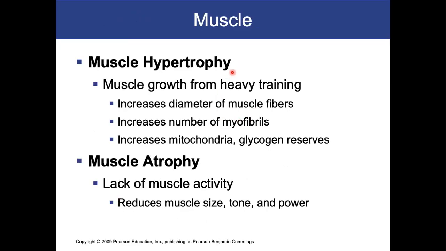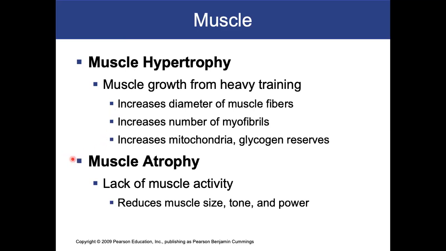Muscle hypertrophy is building muscle. When you lift weights, people think that you build more muscle cells, and that is not true. You're increasing the number of actin and myosin. So you're increasing the diameter of the muscles, and the muscle gets bigger because you're adding more actin and myosin. You're not actually increasing more muscle fibers. You're going to increase mitochondria and glycogen reserves in that muscle.